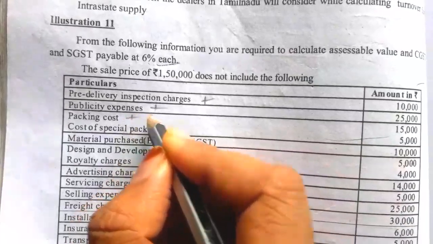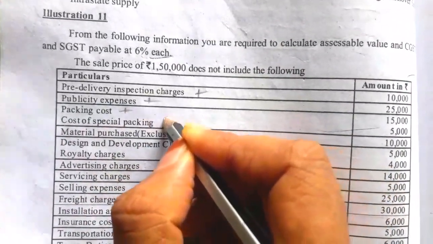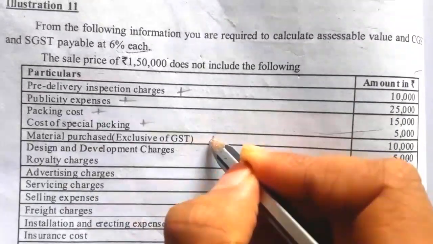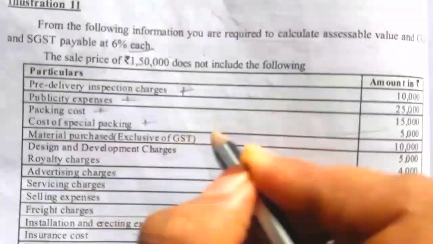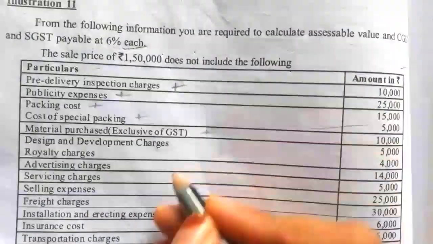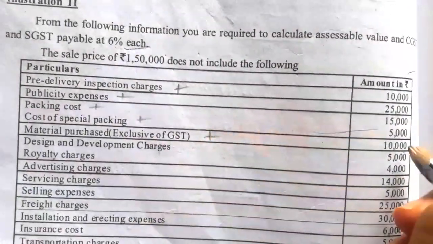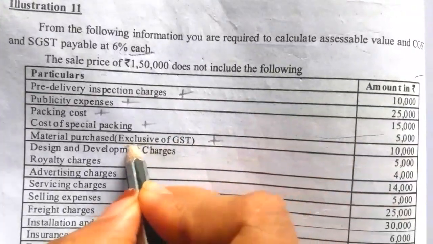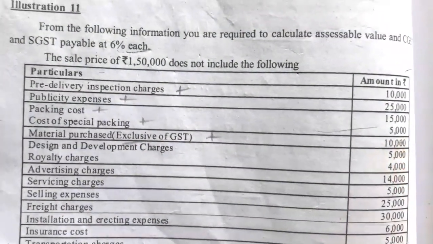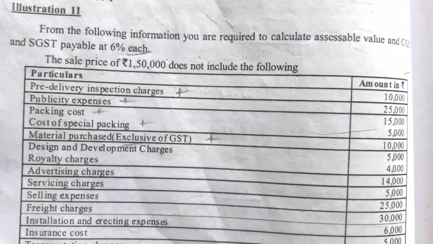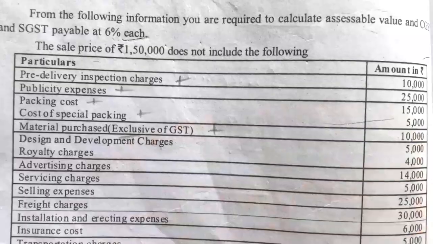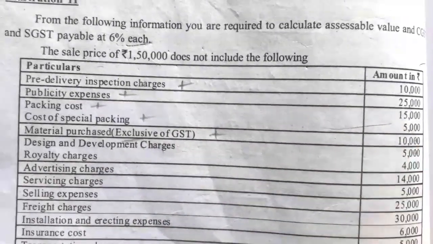Packing cost is an inclusion we have to add. Cost of special packing we have to add. Material purchased exclusive of GST we have to add. If they give inclusive of GST, then we have to do the cross multiplication of GST. But this one we can take directly because they have given exclusive of GST. While calculating the transaction value, any price should not include the GST. It should be exclusive of GST, and they have given it exclusive of GST, so we can take 10,000 directly.